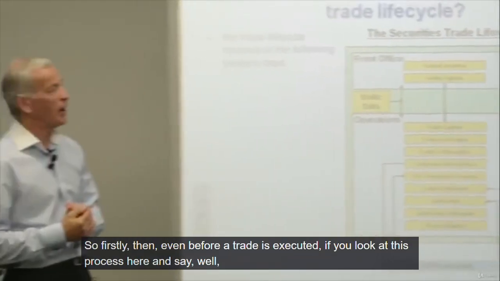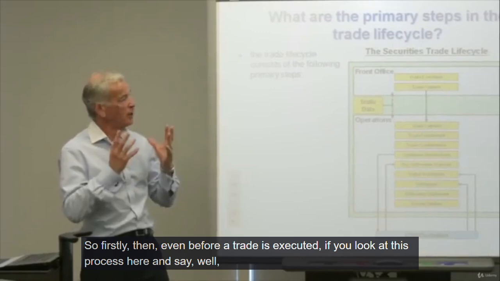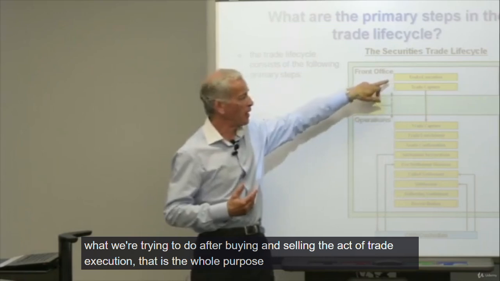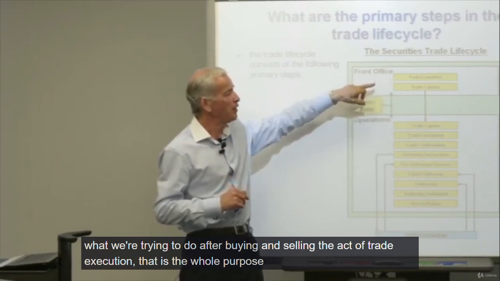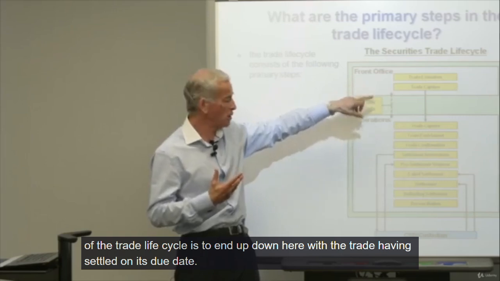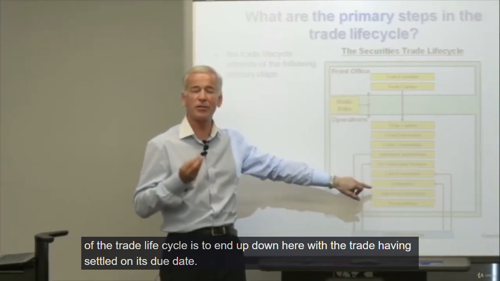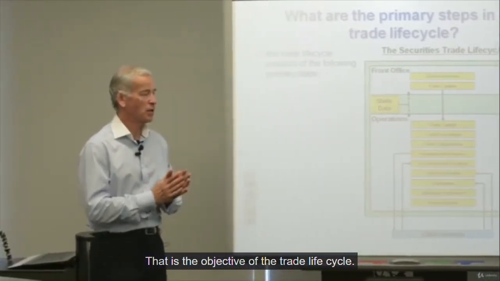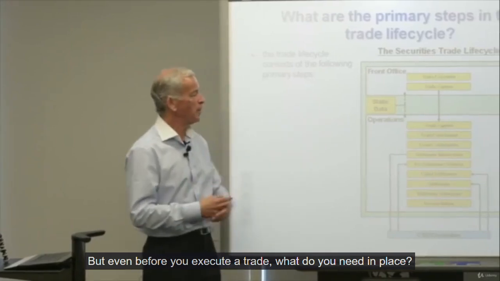So firstly then, even before a trade is executed, if you look at this process here and say, well, what we're trying to do after buying and selling, the act of trade execution that is, the whole purpose of the trade life cycle is to end up down here with the trade having settled on its due date. That is the objective of the trade life cycle. But even before you execute a trade, what do you need in place?